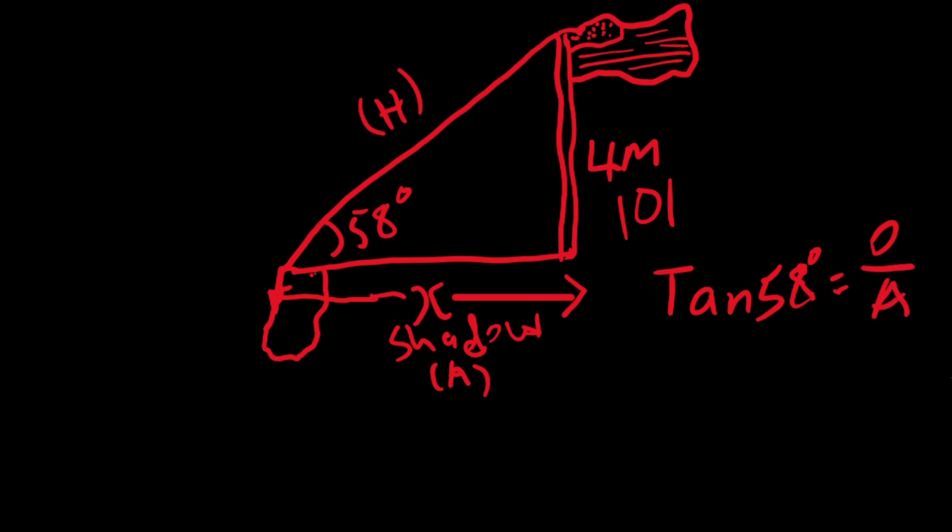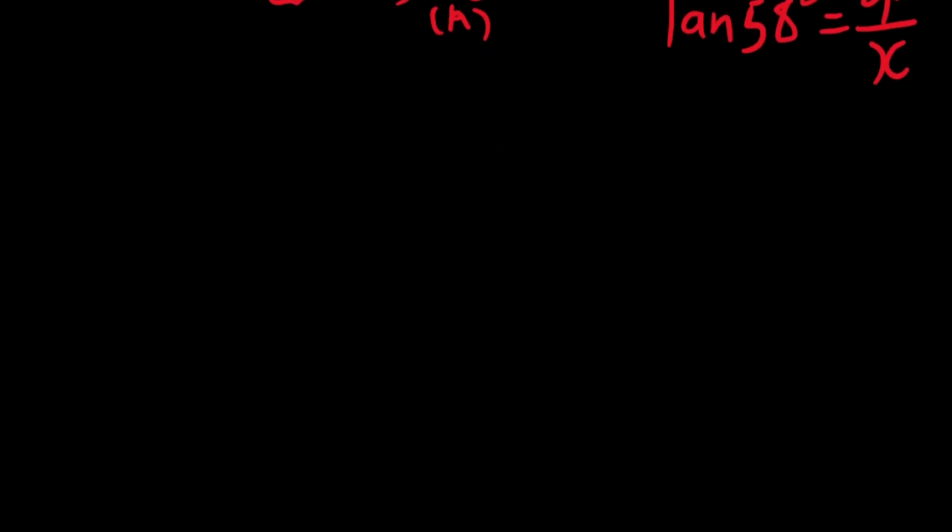Opposite over adjacent. So we're going to proceed and say tan 58 equals, what's the number again? The number is 4. We're going to say 4 over S. I say opposite over adjacent. So the opposite is 4 meter and the adjacent is S, because we said we're looking for S, right? So we proceed.